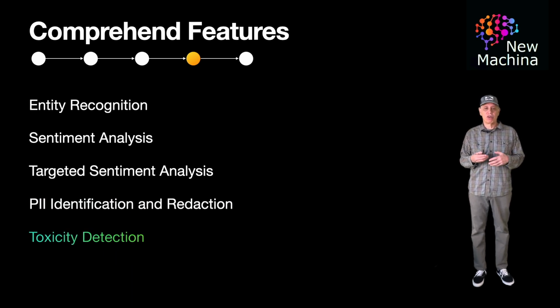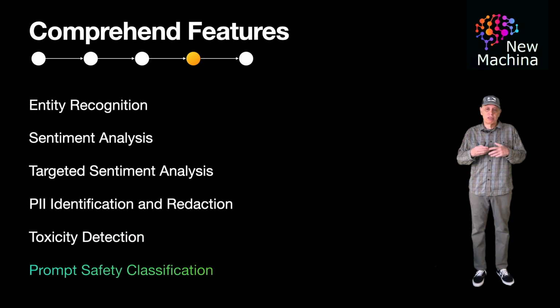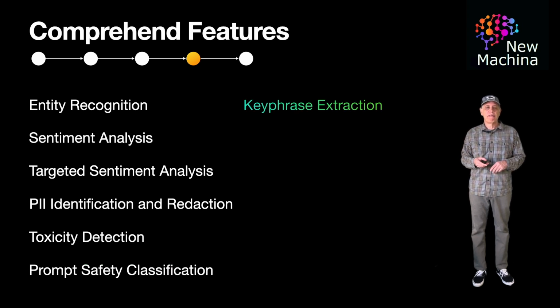Toxicity detection allows you to determine if there's any toxic content in the input text. Prompt safety classification. This is bound to become more popular with large language models becoming more mainstream. Key phrase extraction. This enables you to extract key phrases in a large input text, and it gives you a confidence score along with that.